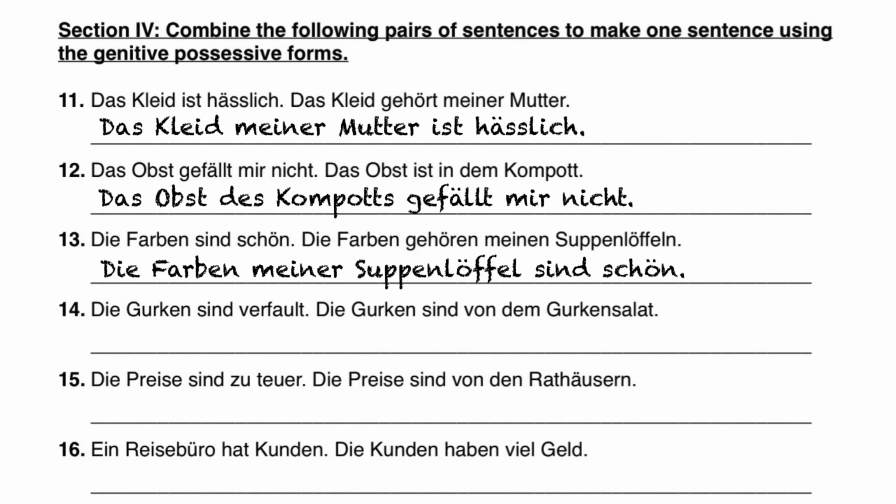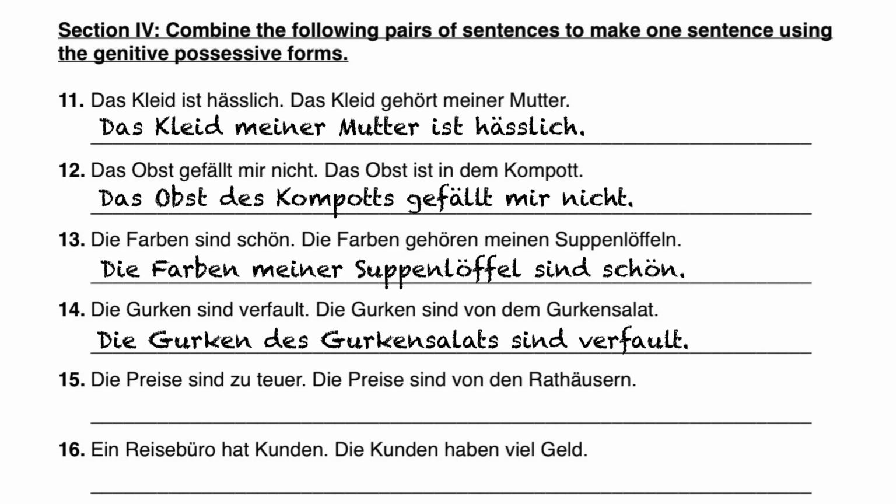Die Gurken sind verfault. The cucumbers are rotten. Die Gurken sind von dem Gurkensalat. The cucumbers are from the cucumber salad. So now we want to say, the cucumbers of the cucumber salad are rotten. Die Gurken des Gurkensalats sind verfault.